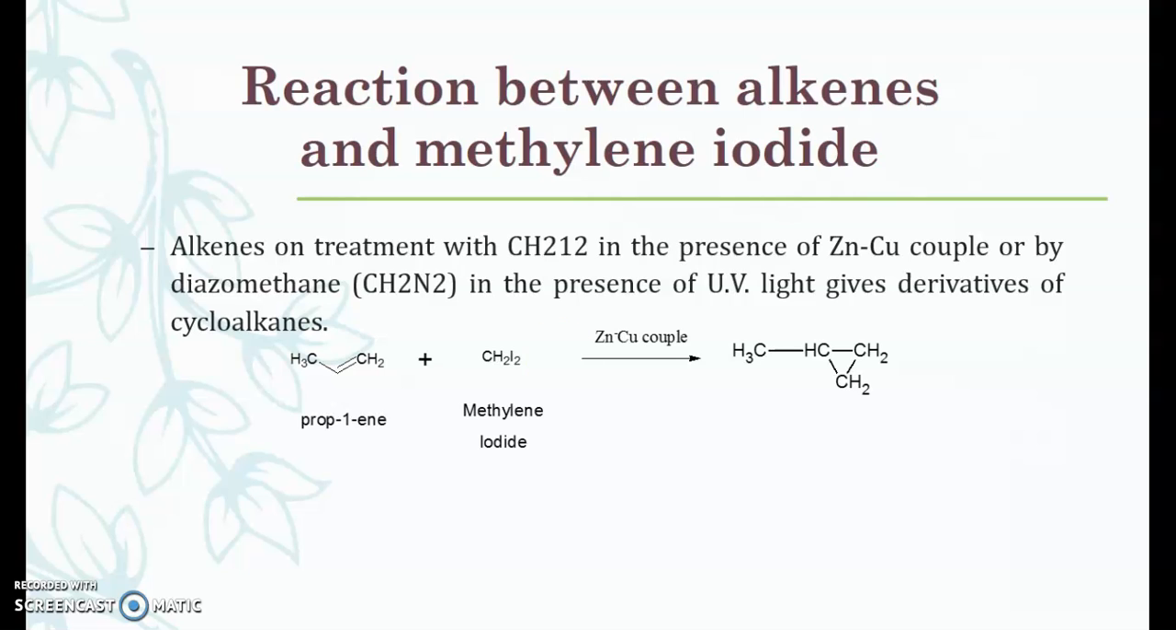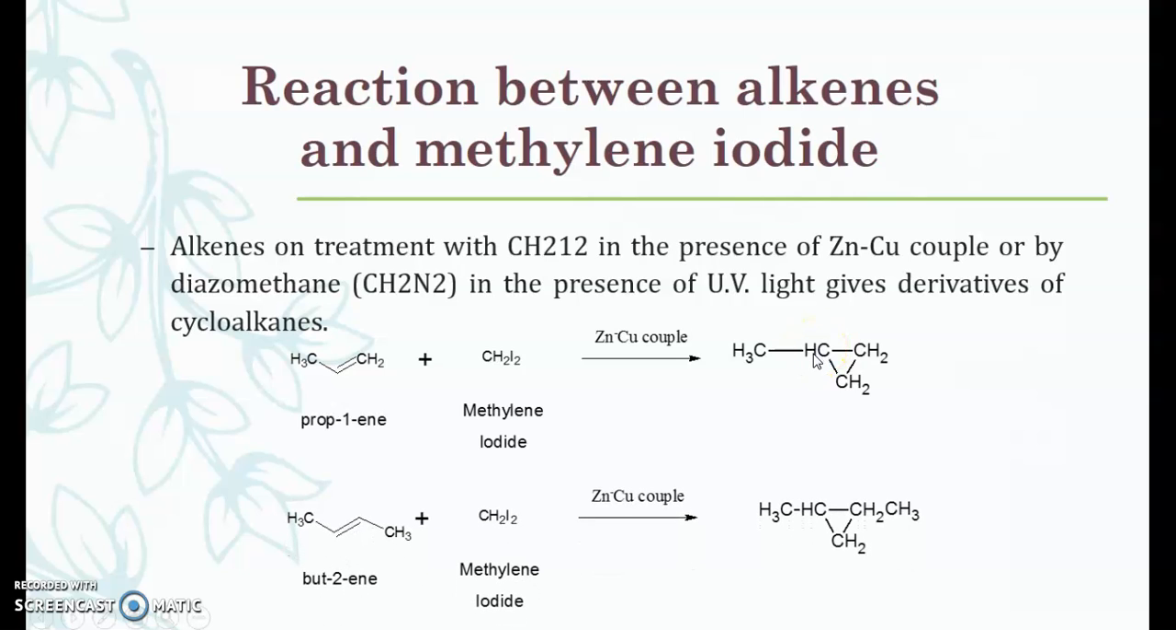So here you can see methylcyclopropane is formed, because the methyl group gets attached to one of the carbon atoms of this propene, and due to this the formation of a cycloalkane derivative takes place.